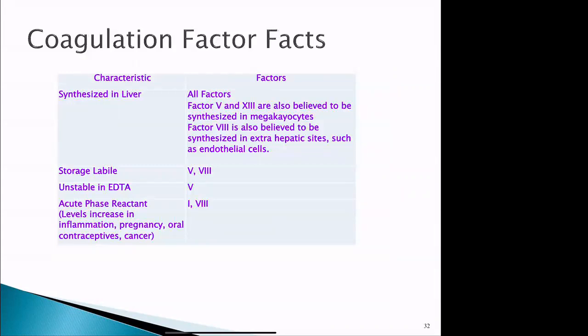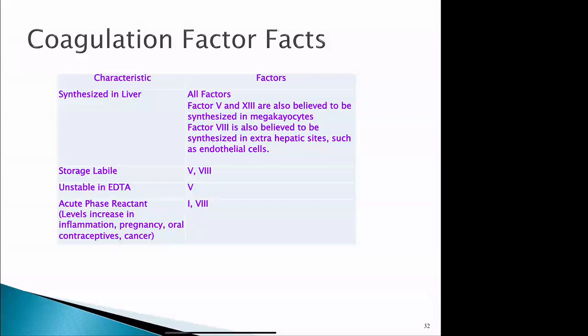All right, so some important characteristics about these factors is that all factors for coagulation are synthesized in the liver. Factor 5 and factor 13 are also believed to be synthesized in the megakaryocytes. And factor 8 is also believed to be synthesized in other sites other than the hepatic cells, such as endothelial cells, okay?